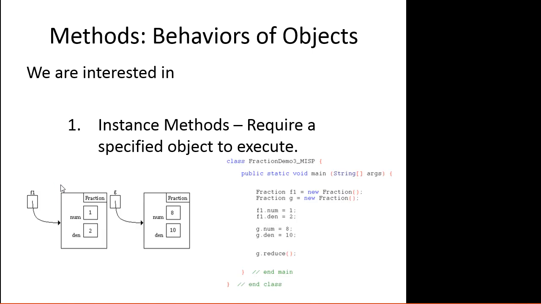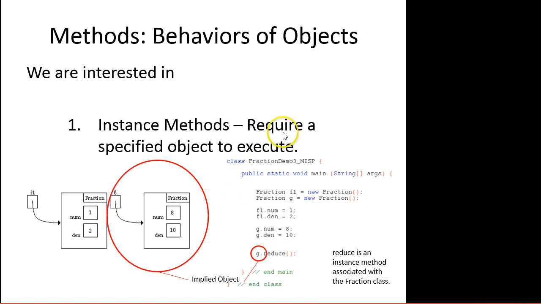So if you look at this code segment here, we see that we create two fraction objects, we populate them with some values, and then we have this line down here called g.reduce. Reduce is an instance method associated with the fraction class. How do I know this? I know this because it's being invoked with an implied object. G is the object that is calling the reduce method. This means that G is the object that will be changed once that method is done executing.